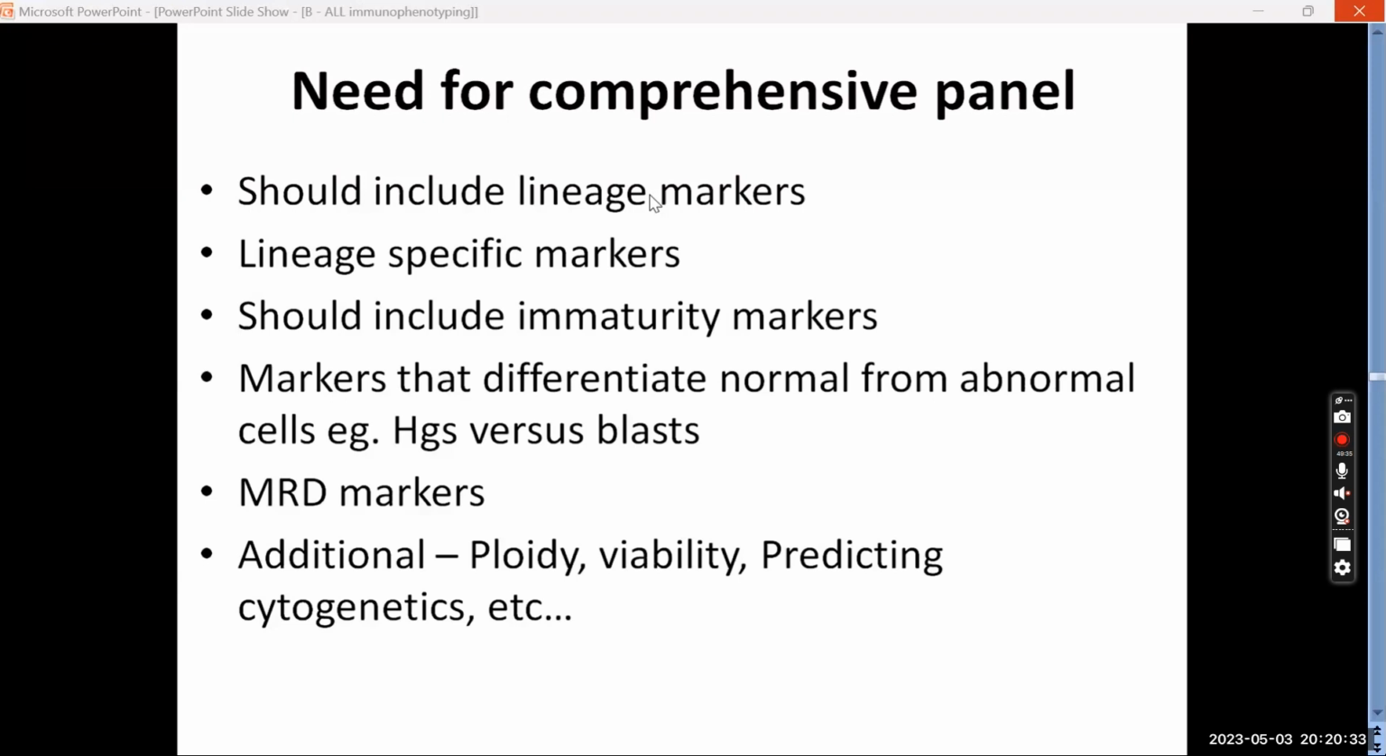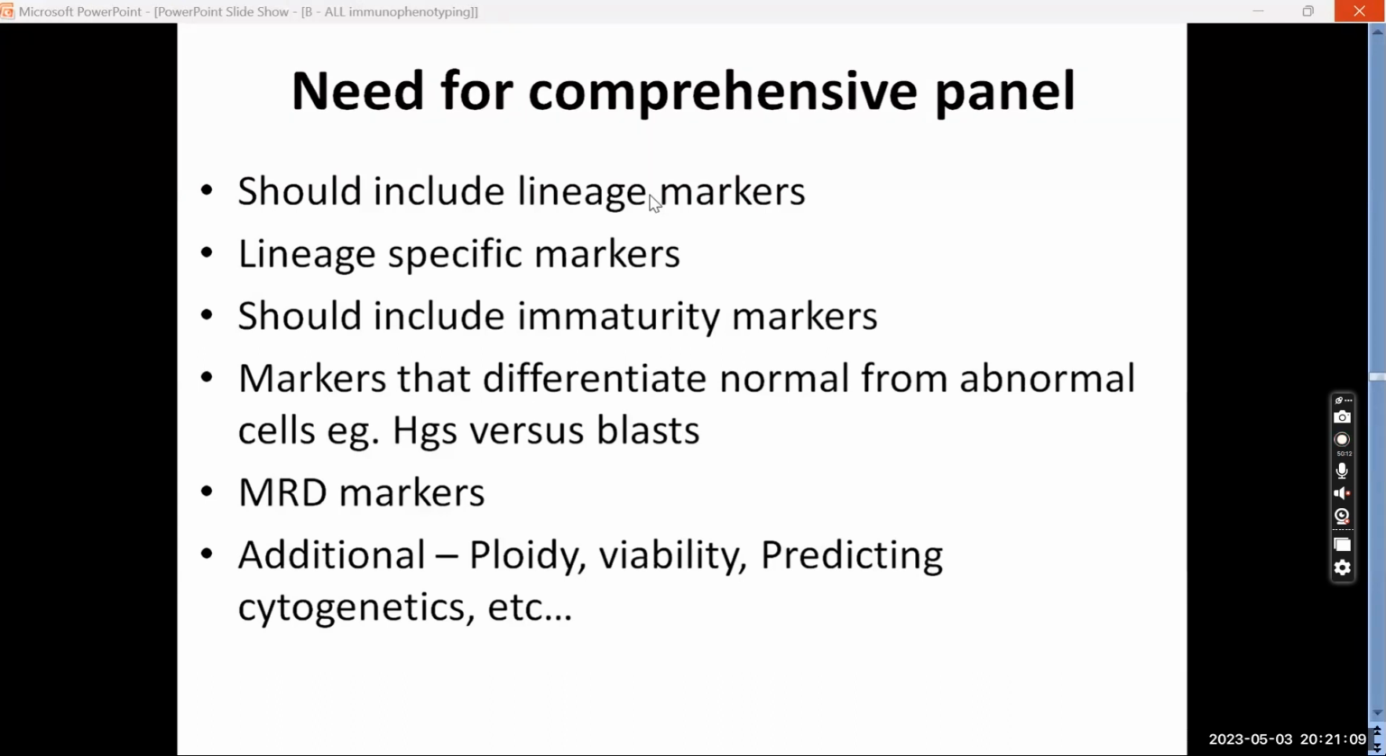Similarly, if the blast is expressing cyto-MPO, that means the blast has been committed towards myeloid lineage. If the blast is co-expressing cyto-MPO and cyto-CD3, you need to call it mixed phenotype acute leukemia. You can't say it's an AML expressing cyto-CD3. No, that's not possible. But if it's an AML expressing CD56 or CD7, I cannot call it MPAL, because CD7 is not a lineage specific marker. Now I would call it AML with aberrant CD7.